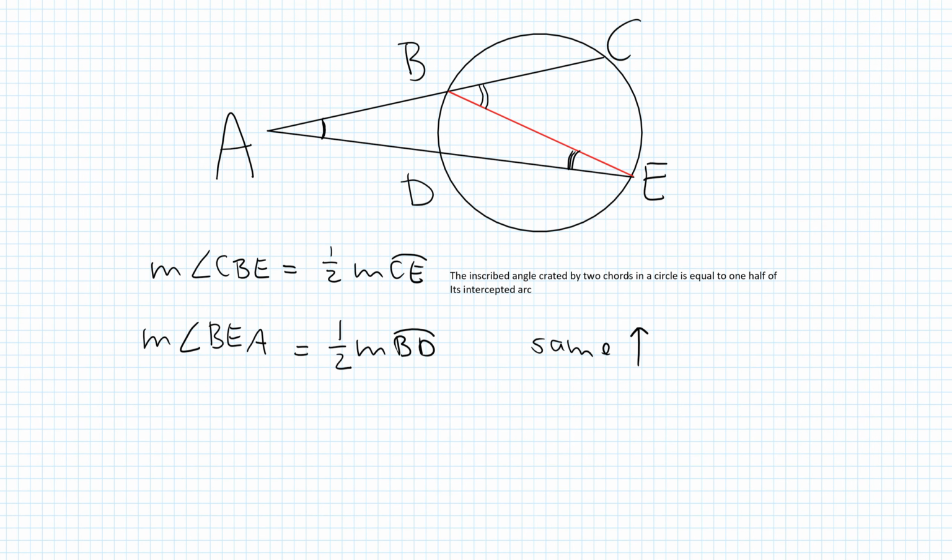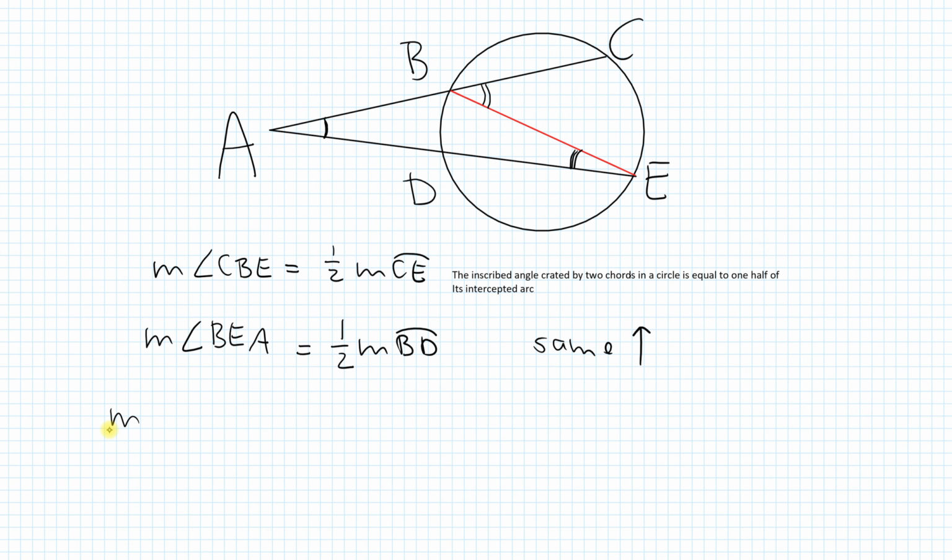the intercepted arc, okay? But we know that the measure of angle CBE is also the exterior angle of triangle ABE. So therefore, measure of angle CBE is equal to measure of angle A plus measure of angle BEA. Okay? What's the reason for that? Well, let me type this in.